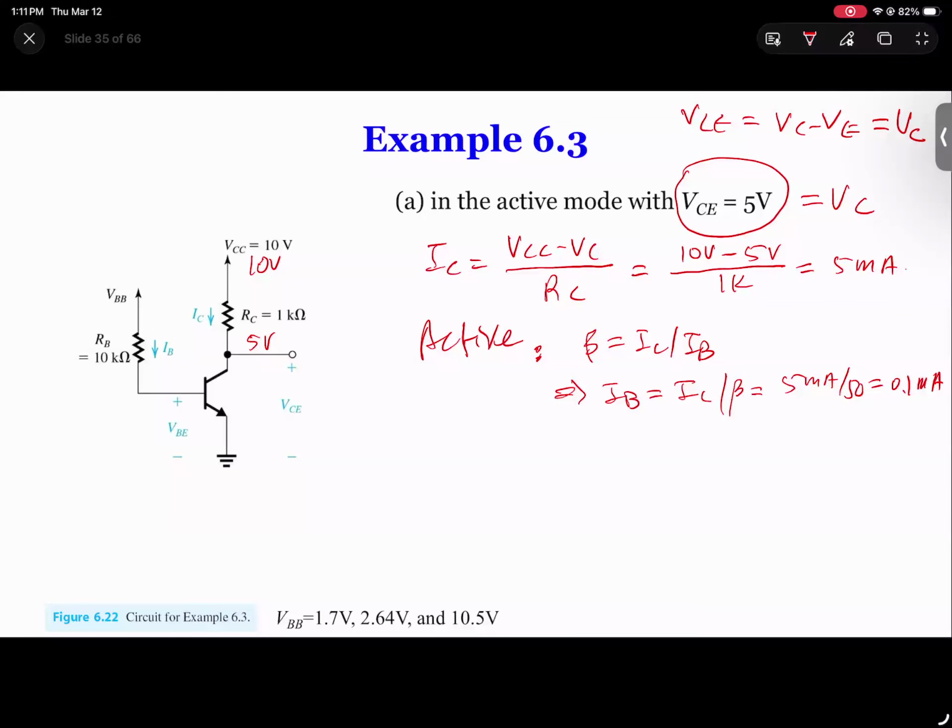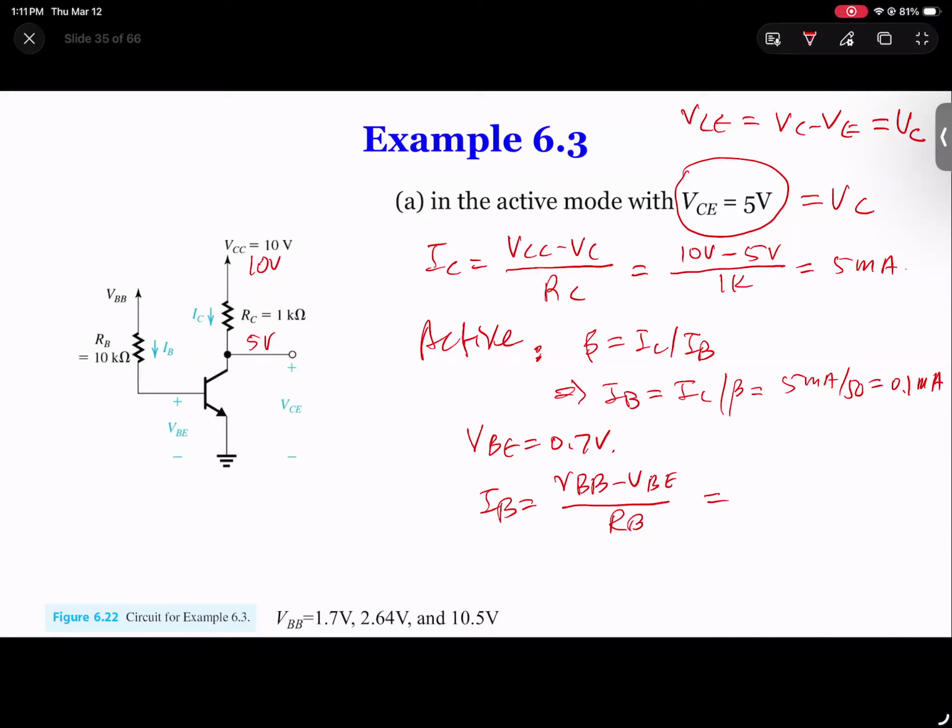So now we found IB, and VBE was assumed also given. So VBE was 0.7 volts. If VBE is 0.7, how do you calculate IB in this case? Well, IB will be VBB minus VBE divided by RB, right? VBB is not given, but IB we calculated already.